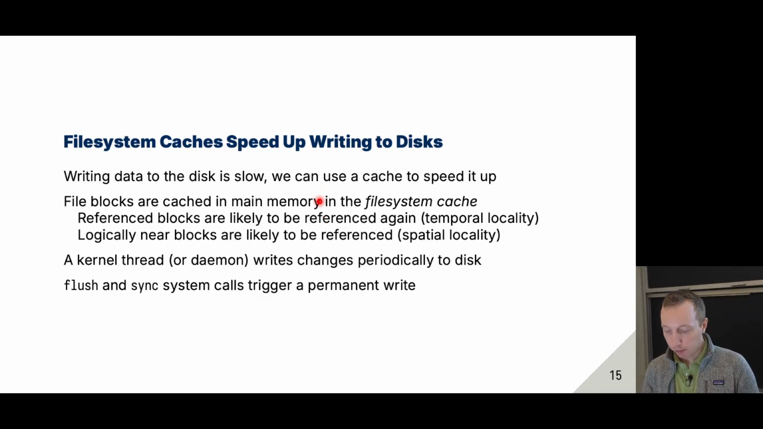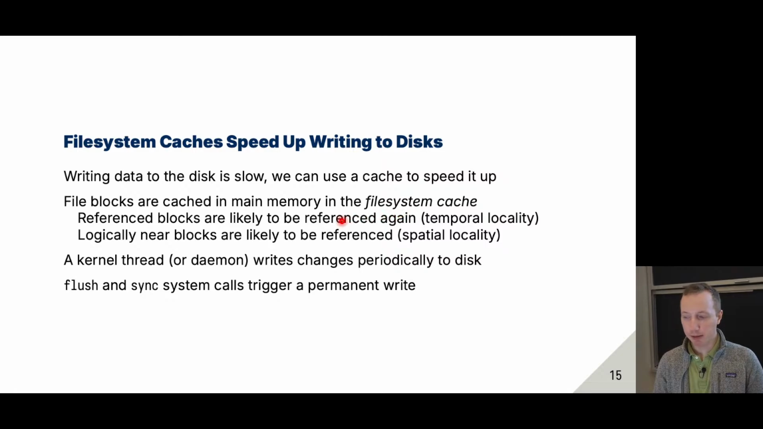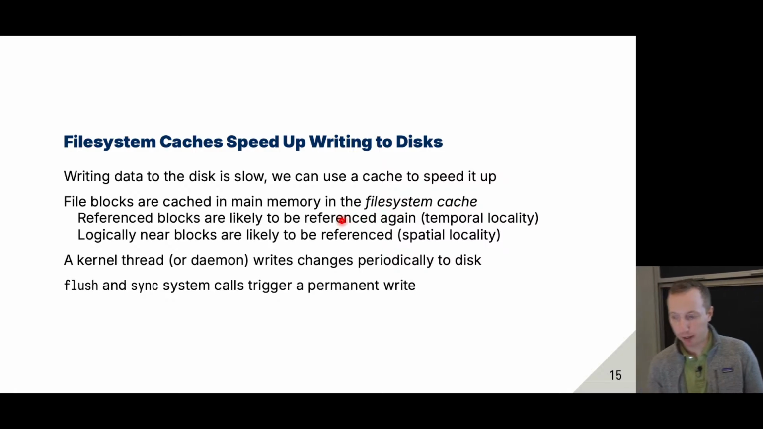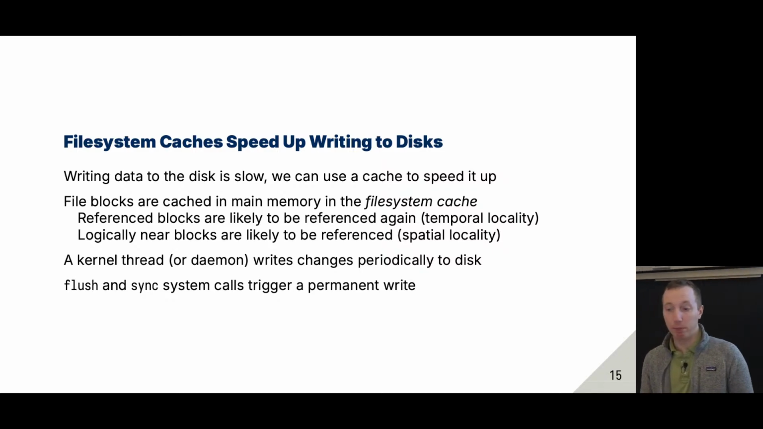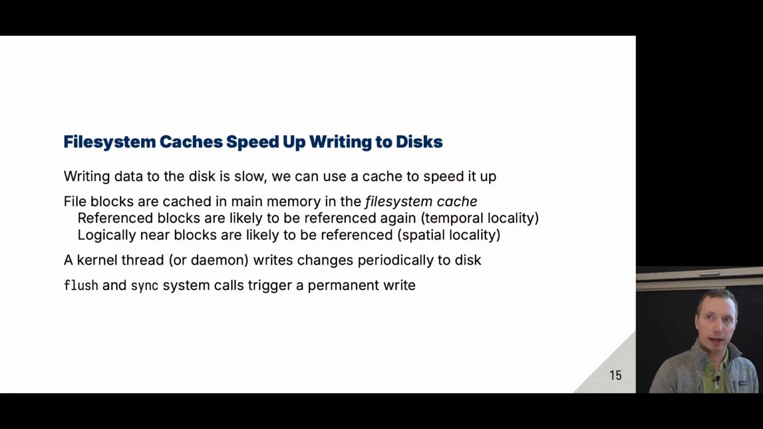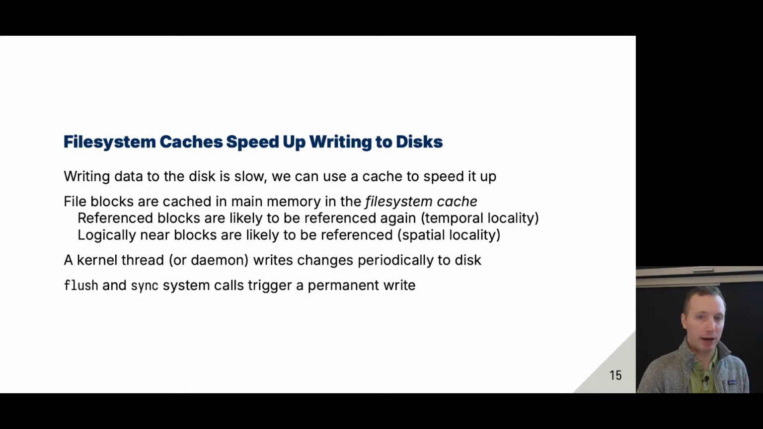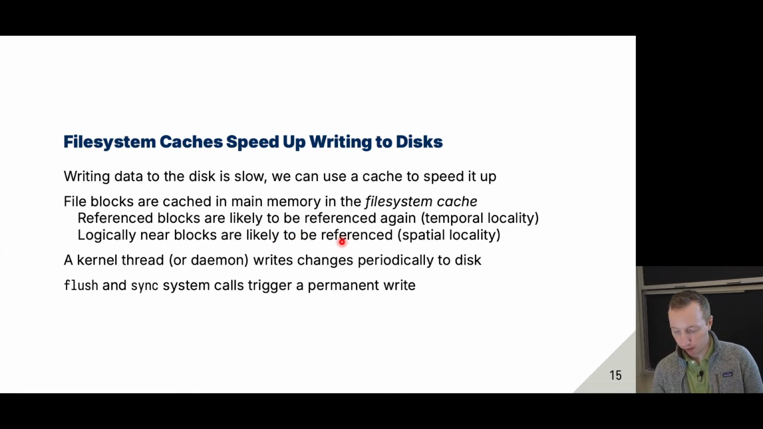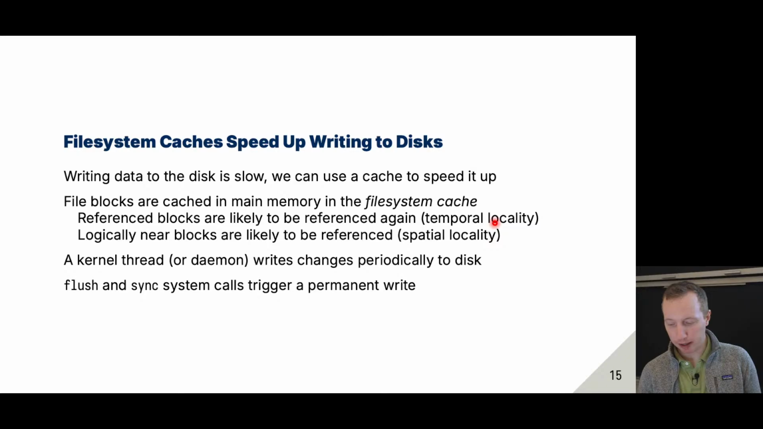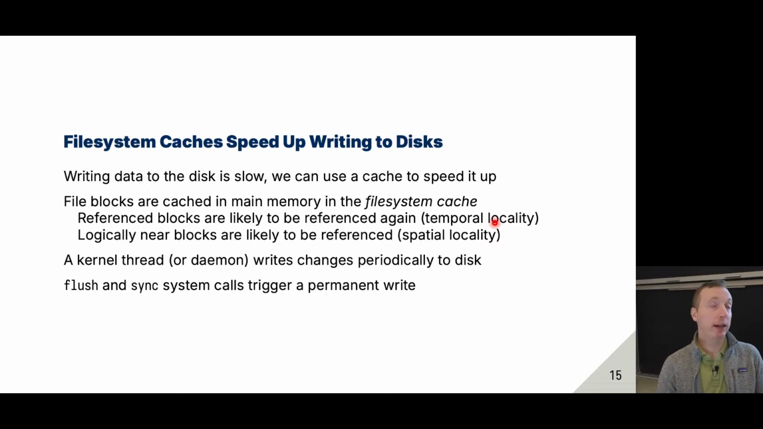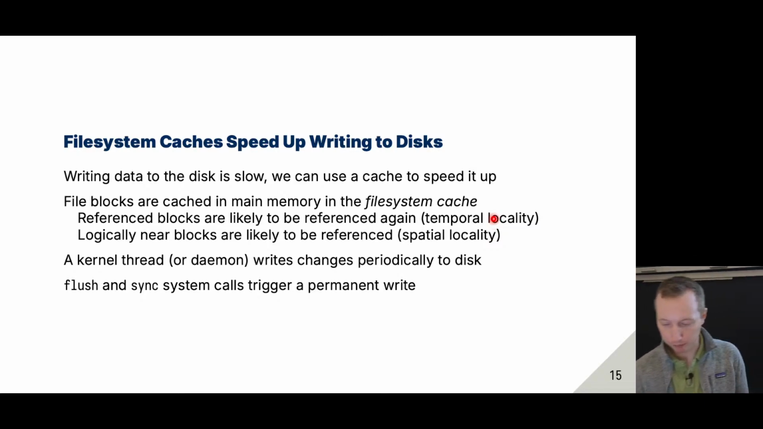So file blocks will be loaded into main memory, and your kernel will maintain a file system cache because, well, likely if you reference a block or if I'm modifying a file, I'm probably going to modify it again. And if I'm modifying the first block of the file, I might be referencing or modifying the second block of a file. So that would be spatial locality. I modify things that are close together, and then I'm more likely to modify something I've just modified.